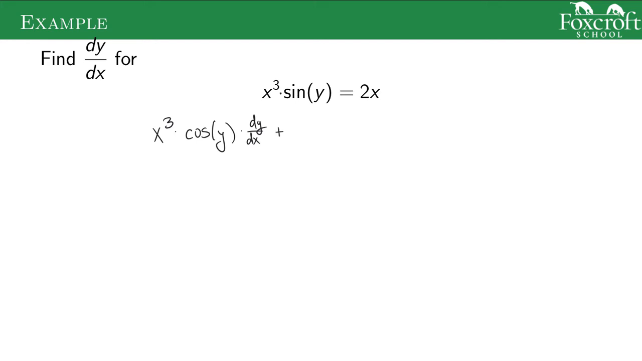Then we add: we keep the first function the same, multiplied by the derivative of the second function. On the right-hand side, much simpler, just a power rule, we just get 2. This one will be similar to the last one. Now we want to solve for dy/dx, so we're going to subtract that other term first.